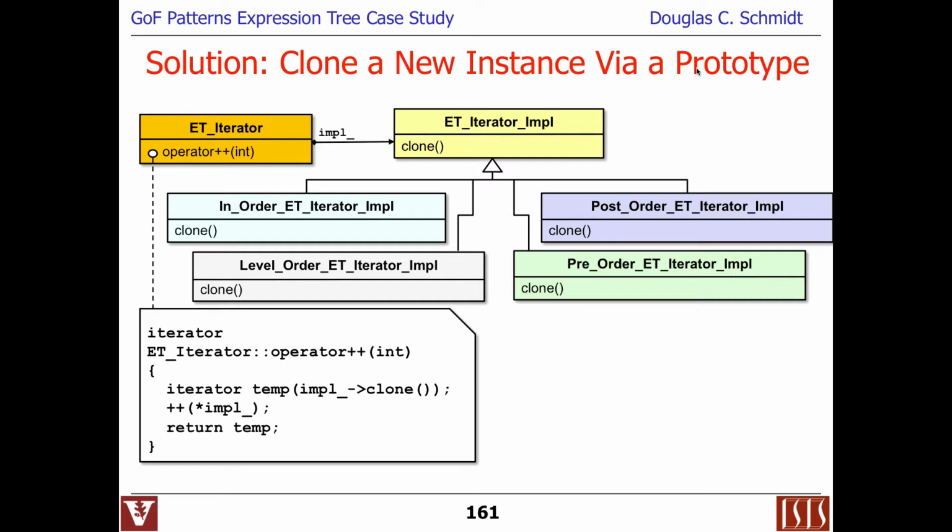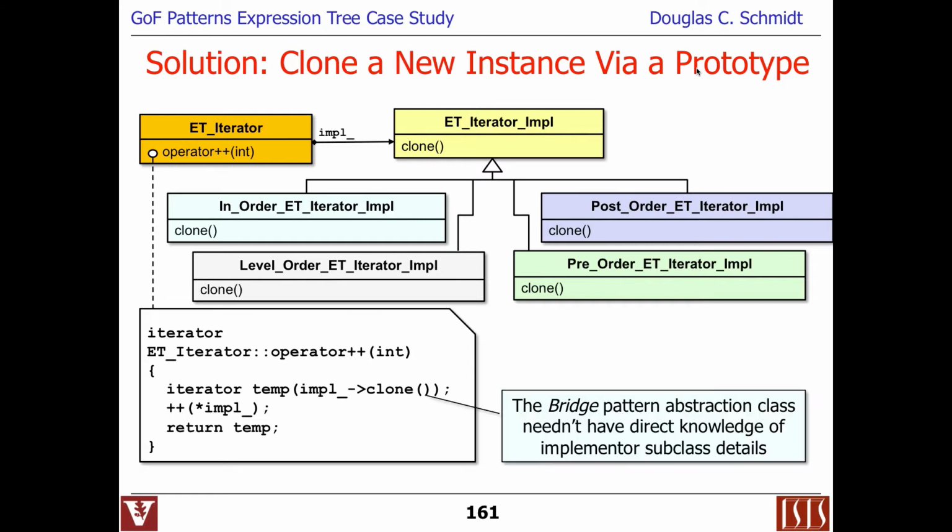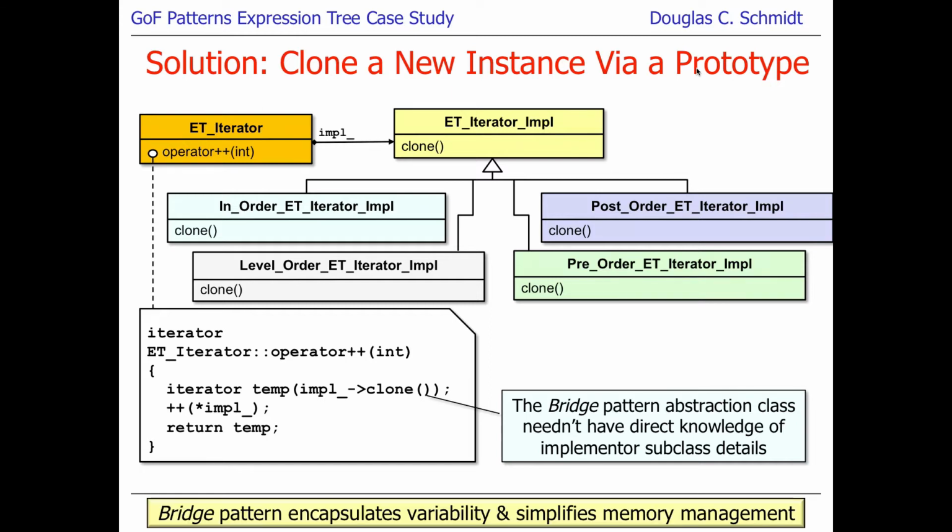So this is also hopefully giving you yet another reason why STL and its embrace of copy semantics is so powerful, because it makes it possible to manage memory without you having to write all the nitty-gritty details yourself every time all over the place. So this is a really good trick to know. It comes in very handy. As we say here, the bridge pattern abstraction class, which in this case is ET iterator or iterator, doesn't know the details of the implementer subclass without doing all kinds of locked-in, limited runtime type identification types of things.